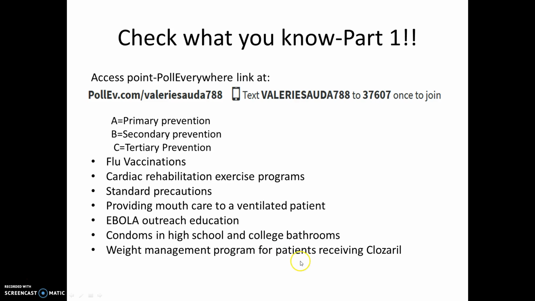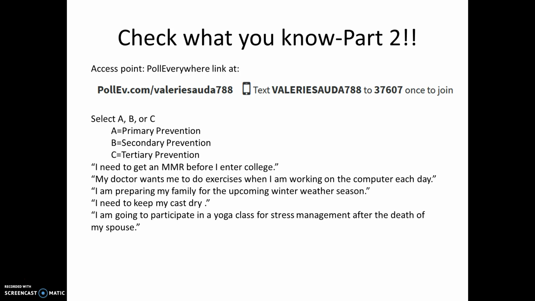I have a list of actions that nurses take, programs that nurses are involved in, and we're going to identify whether it's a primary prevention model, a secondary prevention, or a tertiary prevention. Here's our second part. Often patients will ask us questions as nurses, so I put a few statements to help us really focus on which type of prevention we're talking about, and we're going to just have some fun and answer these questions.